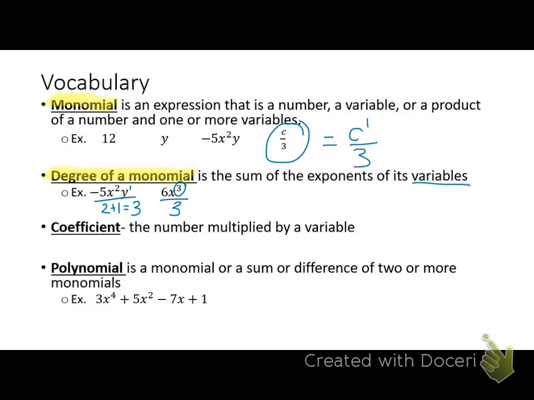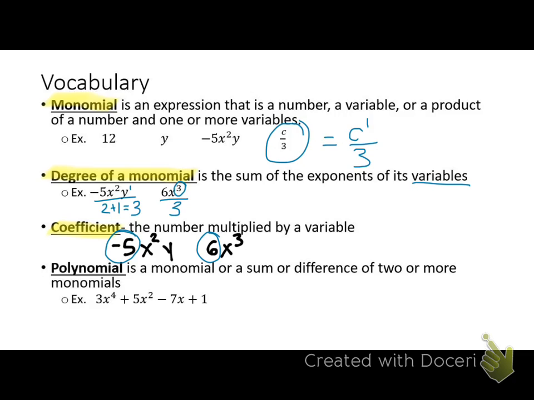Our next term is coefficient. Coefficients are the numbers in front of all the variables. So for example, in negative 5x squared y from above, the only coefficient is negative 5. Or, for example, the 6x cubed from above, the 6 is my coefficient.